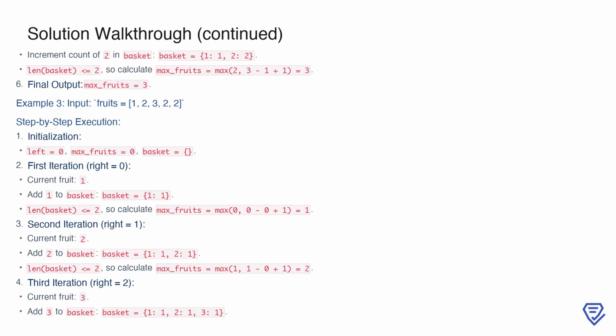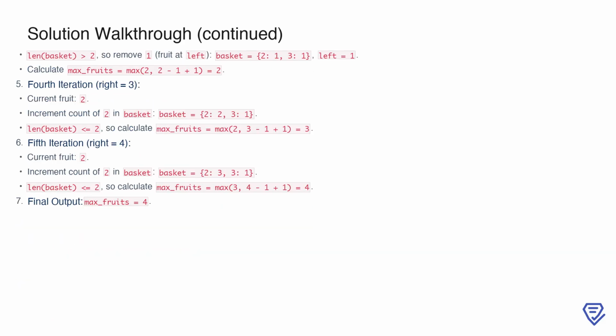The basket now contains two types of fruits, so we calculate the maximum as max(1, 1 - 0 + 1), which equals 2. At index 2, the current fruit is 3. Adding it to the basket gives {1: 1, 2: 1, 3: 1}. Since the basket now exceeds two types of fruits, we remove the fruit at the left pointer, which is 1. Removing it updates the basket to {2: 1, 3: 1}, and increments left to 1. We then calculate the maximum as max(2, 2 - 1 + 1), which equals 2.